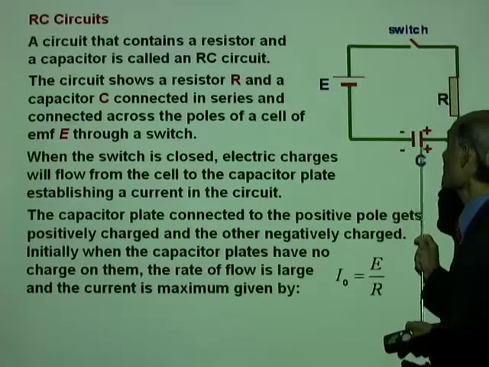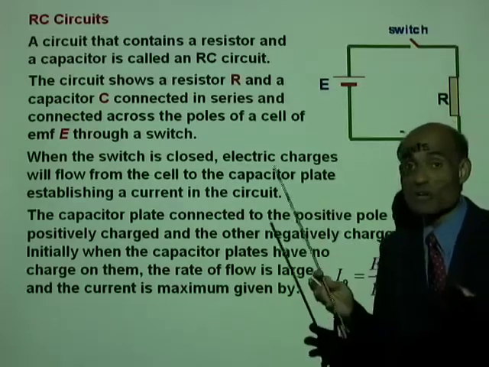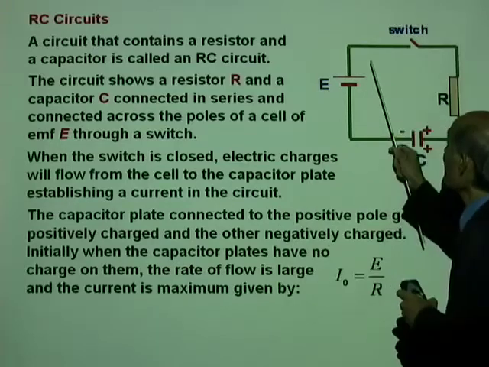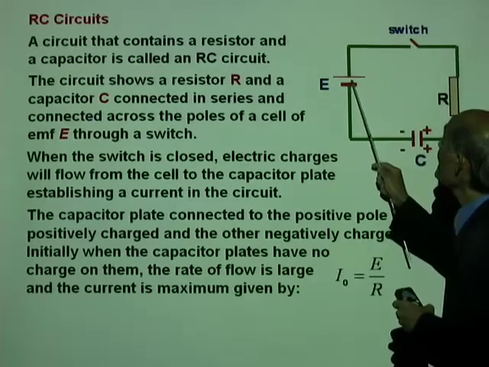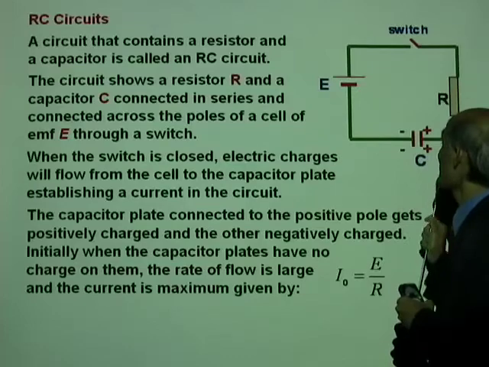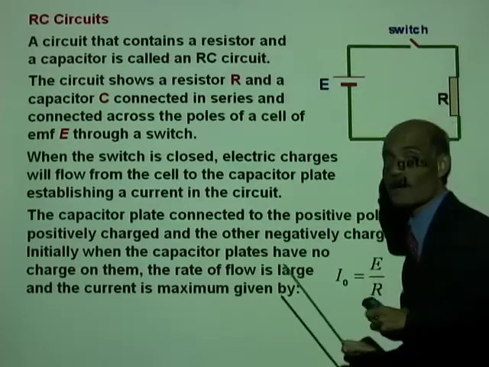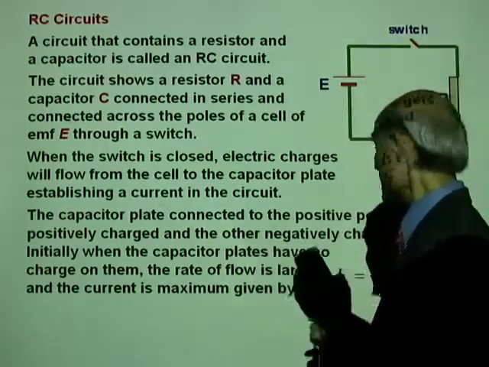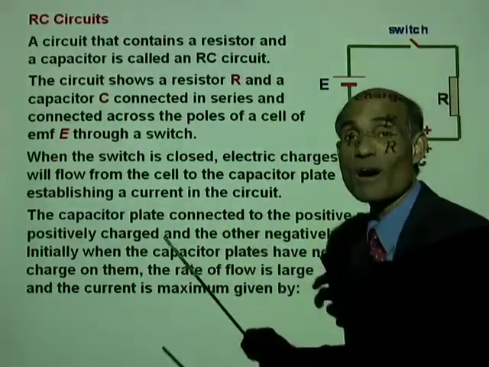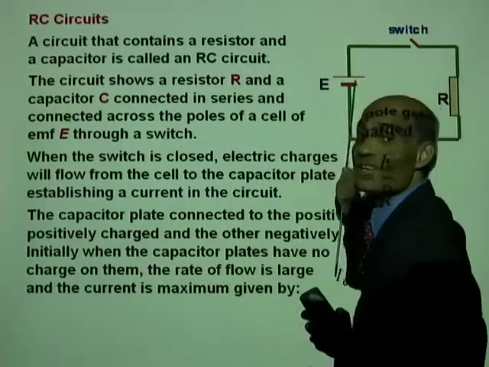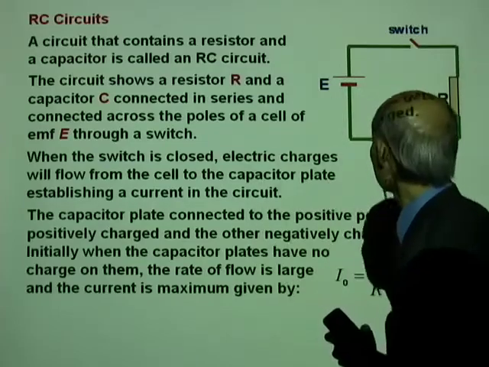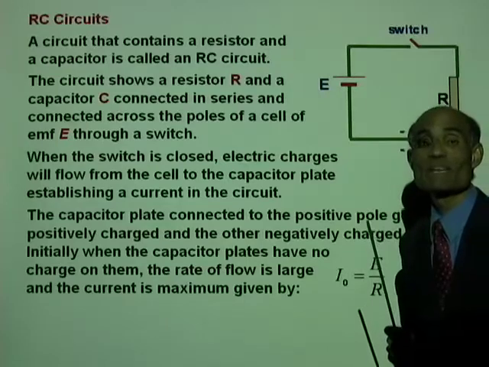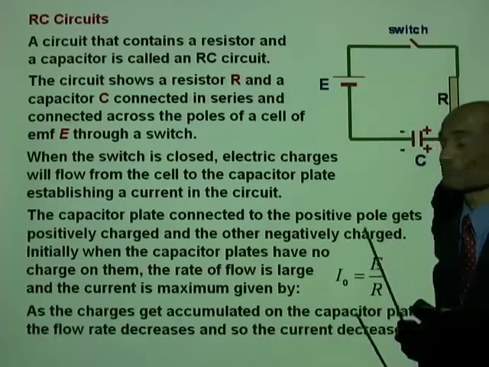That means there are no charges on the capacitor at t equal to 0. The current then will be E, the EMF, divided by R. This is the maximum current. Ohm's law equation: I equal to V over R, where V is the EMF of the cell. So the maximum current will be E over R.